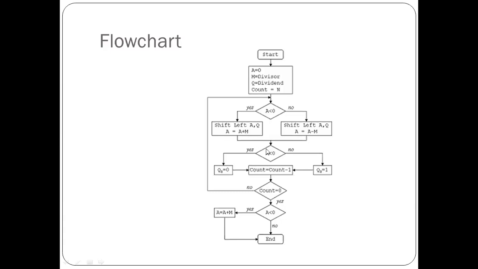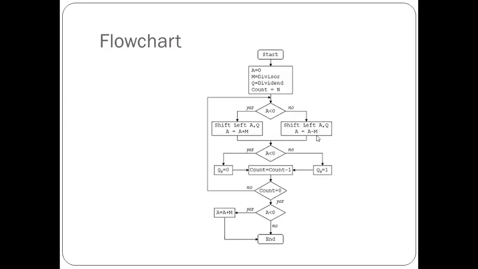If A is greater than 0 here, the subtraction is correct, so I can make the present quotient bit 1, and then proceed by shifting left in the next cycle and subtracting the divisor. This is a simple algorithm. You have to follow the same steps.